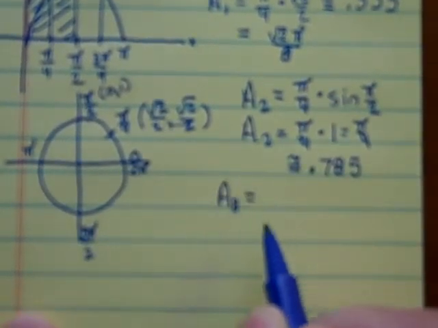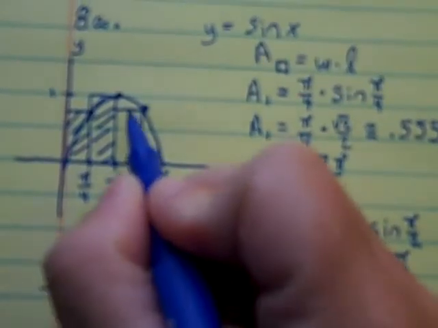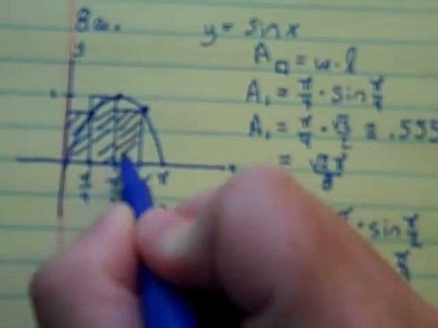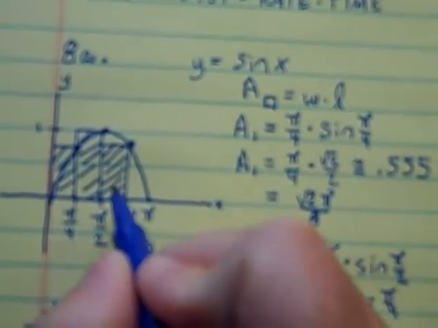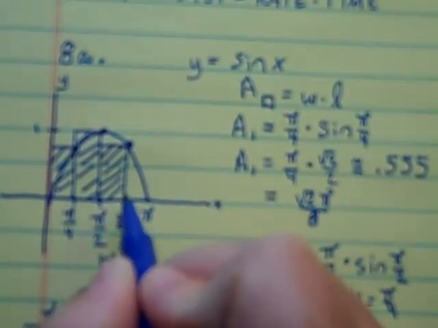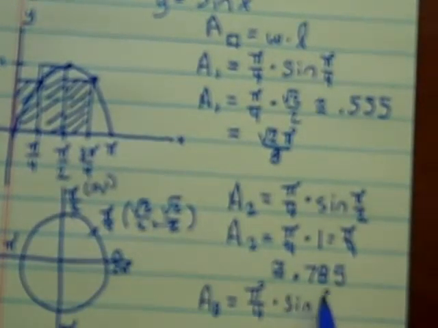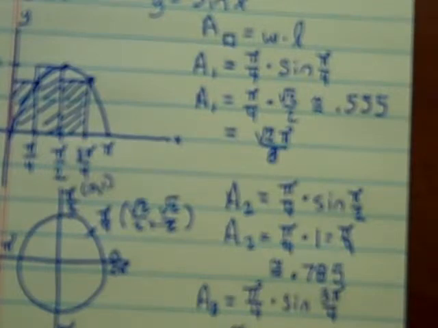Area of the third rectangle. Here's that third rectangle. The width is still pi over 4. And the length is sine of 3 pi over 4. If I plug that into the calculator, I get an approximate value of 0.555.